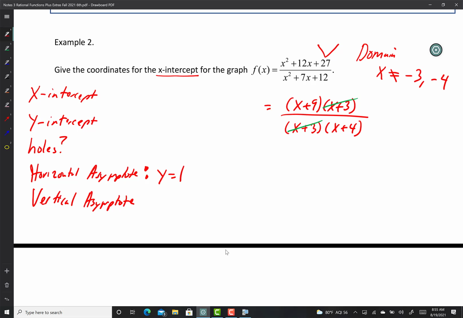Okay, my domain is all real numbers except negative 3 and negative 4. Why? Because we cannot divide by 0. Negative 3 would make the denominator 0, and negative 4 would make the denominator 0, if I keep that factor. Does that make sense, guys? So my domain is all real numbers but negative 3 and negative 4. Cool?